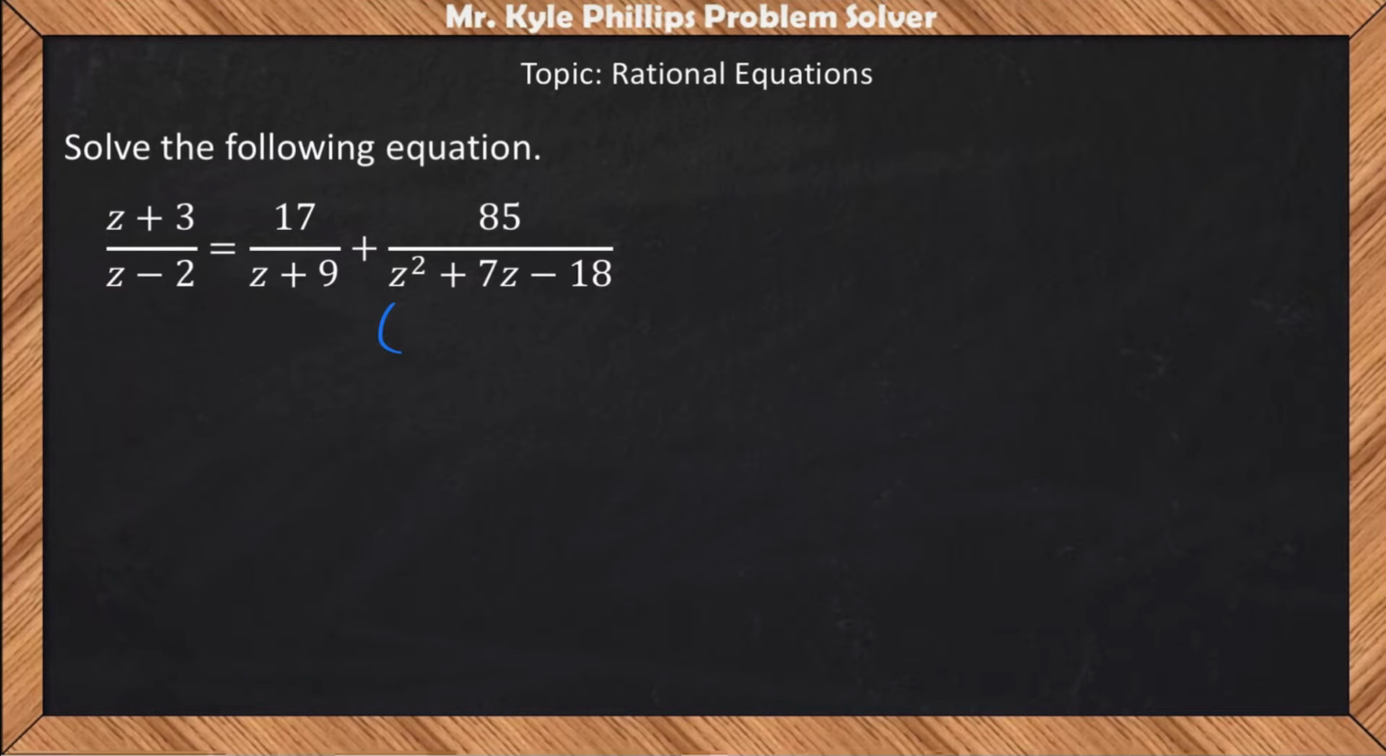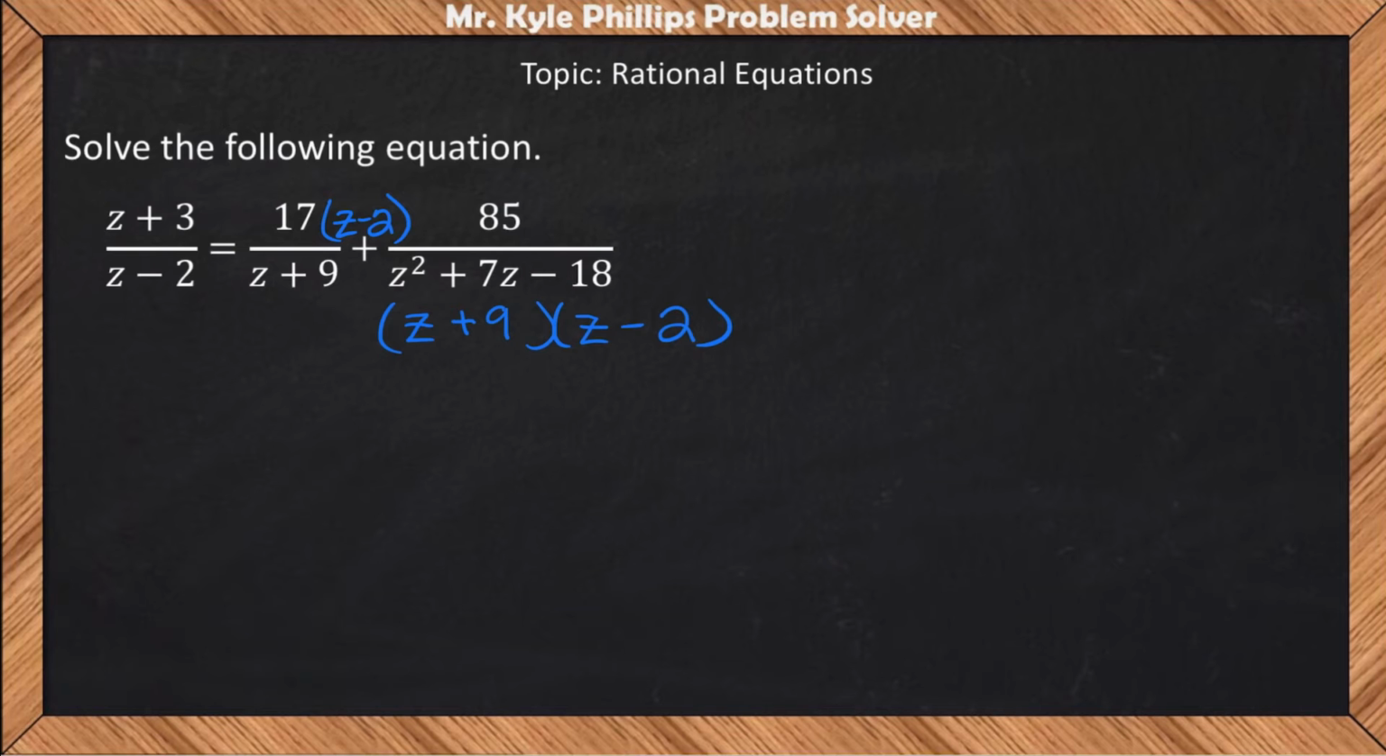So if I factor here, I'll get a z and a z here. So I'm looking for two numbers that can multiply to give me negative 18, and when I combine them I get positive 7. So those two numbers are going to be positive 9 and negative 2. So it appears that this 17 over here is going to need to be multiplied by z minus 2 so that I can have common denominators.